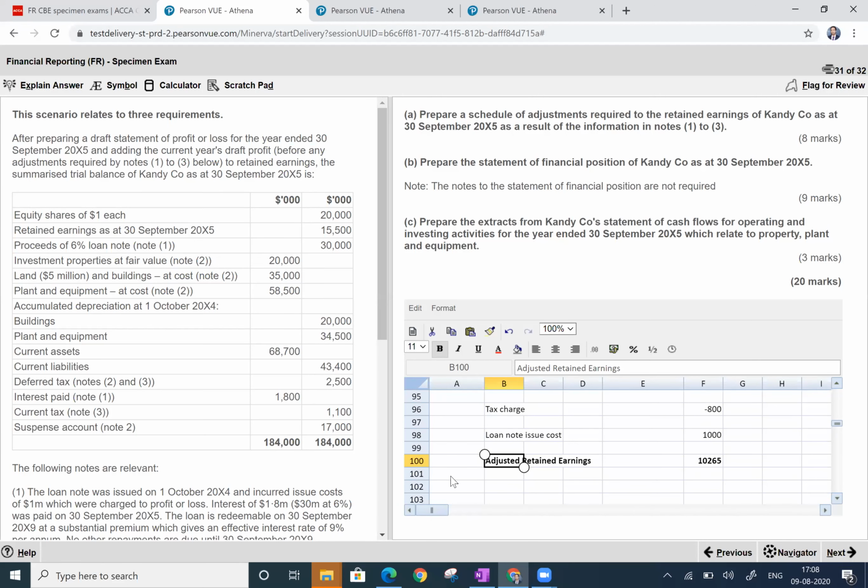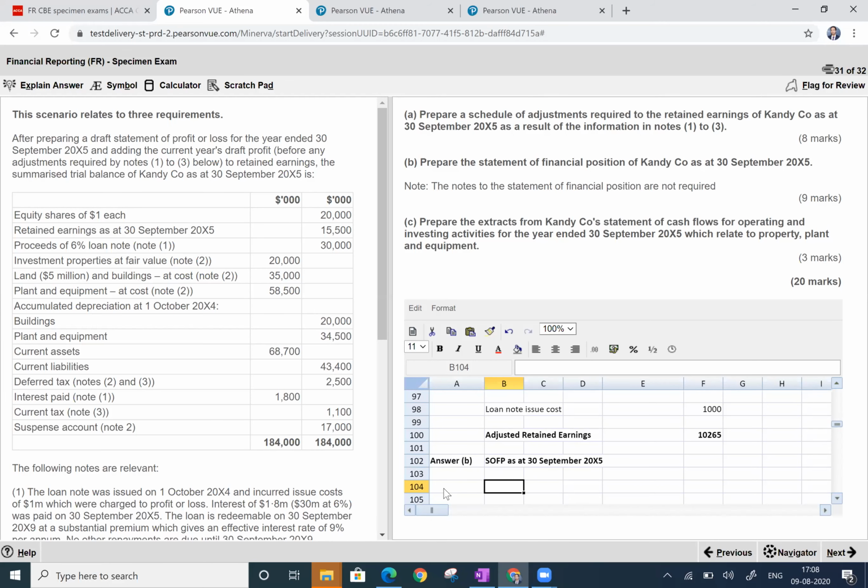Clear? Now, it's now 5:08. We will wind up in 7 minutes. We'll quickly prepare SOFP as well. So answer B. SOFP as at 30 September 20X5.